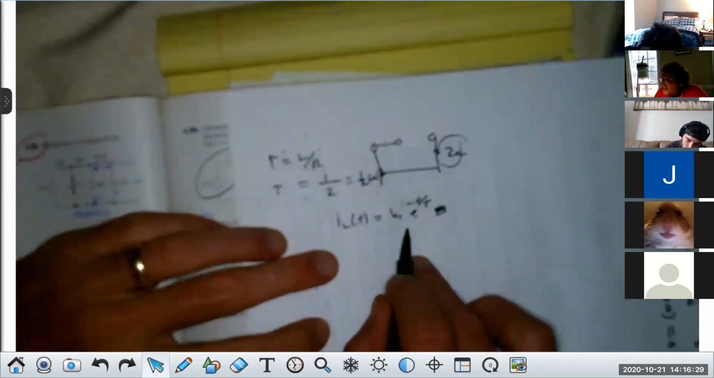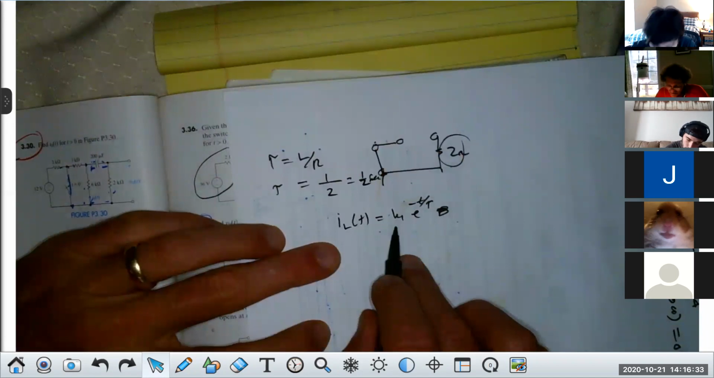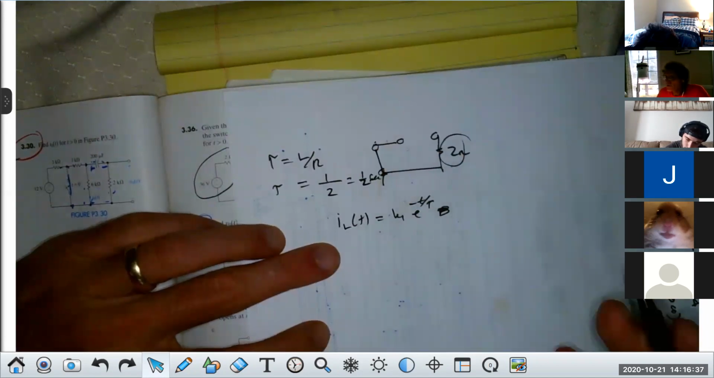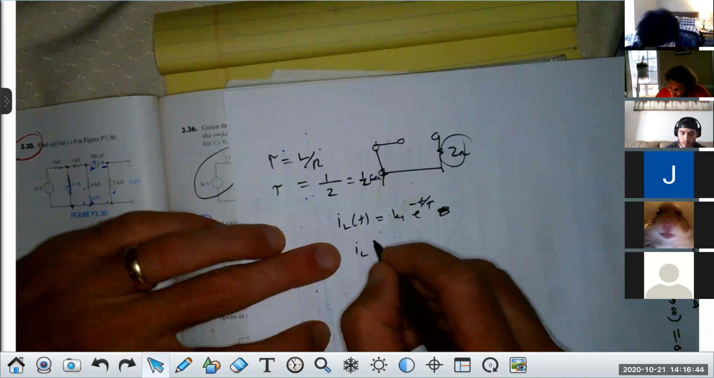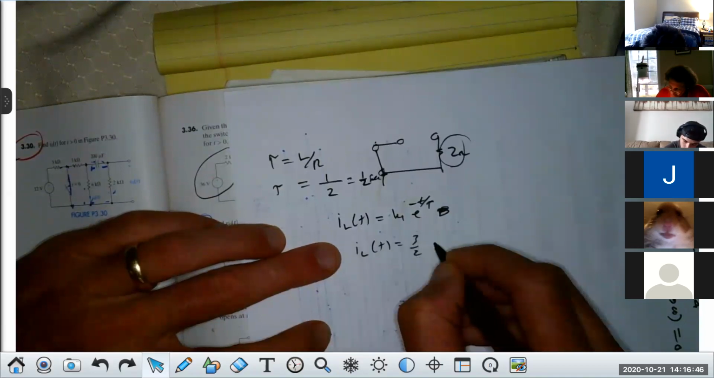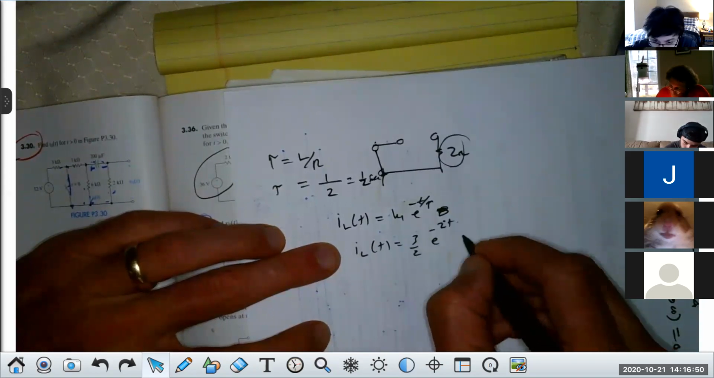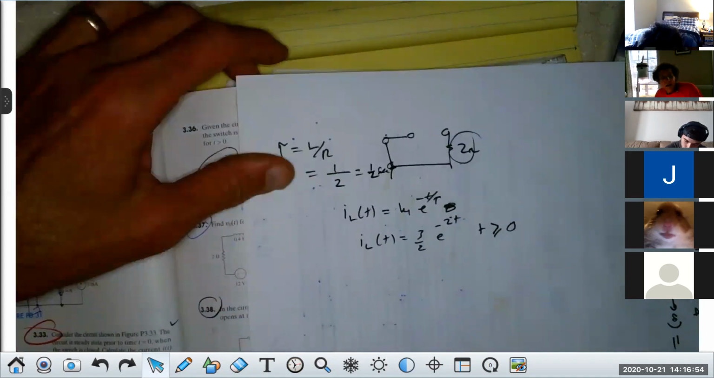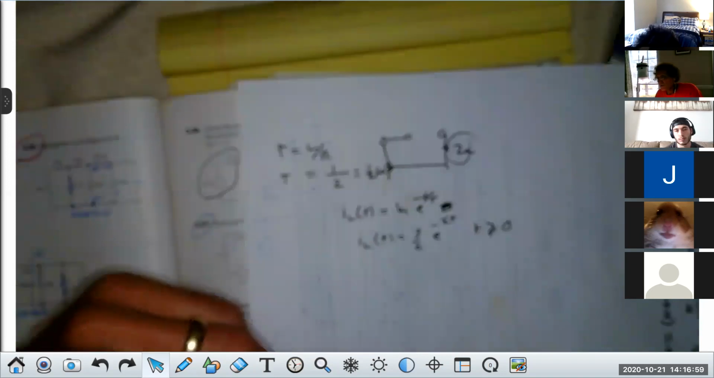Now, therefore, that's the current through the inductor. And what would K1 be? Just by looking at it. 3/2. Yeah, it'd be the current at t less than 0, or 3/2. So now I have I_L of t equals 3/2 e to the minus t over 1/2, or e to the minus 2t. And it's really for t greater than or equal to 0. Y'all got me on that? I'm just restating what I talked about.